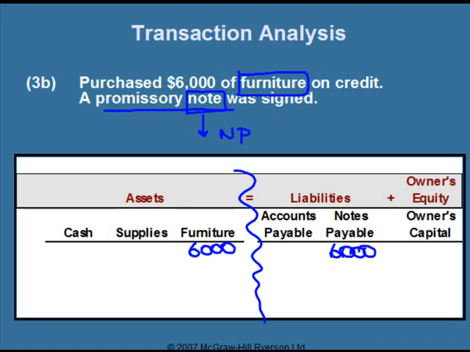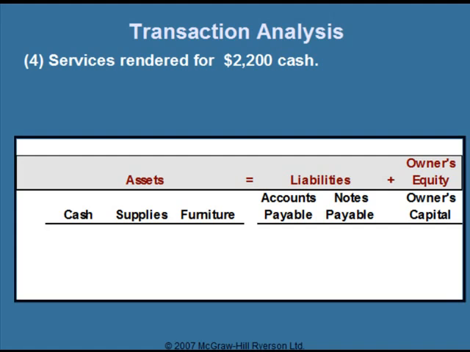When you check to see if the accounting equation is in balance, the left side has to equal the right side. So we have a positive $6,000 on the asset side and a positive $6,000 on the liabilities and owner's equity side. In this transaction, the company is rendering services for $2,200 cash. When we analyze this transaction, we have cash changing, so we're going to put the $2,200 under the cash column.